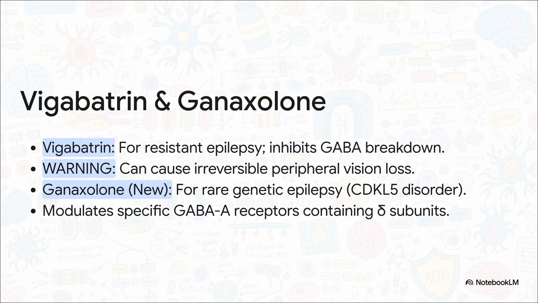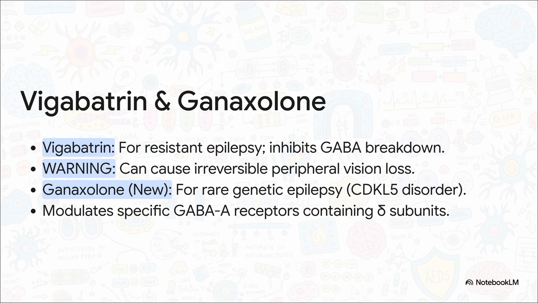And finally, let's look at 2 very specialized drugs that show where the field is heading. First, there's vigabatrin. It's a very potent drug that permanently shuts down the enzyme that degrades GABA. But it's only used for the toughest, most resistant cases of epilepsy. Why? Because the side effects can be devastating, including permanent vision loss.